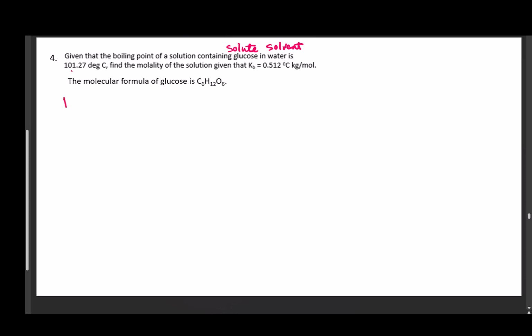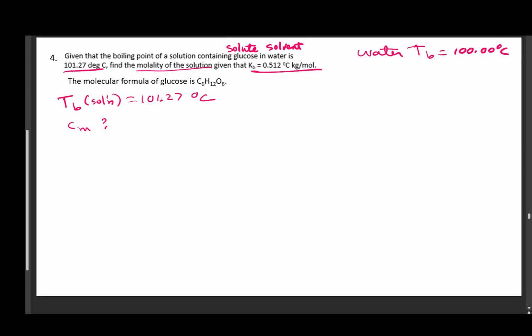So this time we're given the boiling point of the solution. That means the glucose in the water is 101.27. Right? We know that it can't be just water, because water itself, now given the problem you need to know, always has a boiling point of exactly 100 degrees Celsius. We're assuming we're at sea level. So that's our solution boiling point. It says find the molality of the solution, Cm. Okay. Given that Kb is this number here.